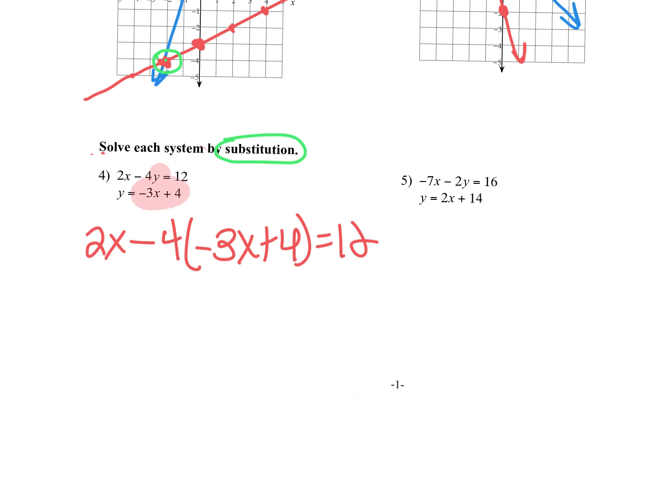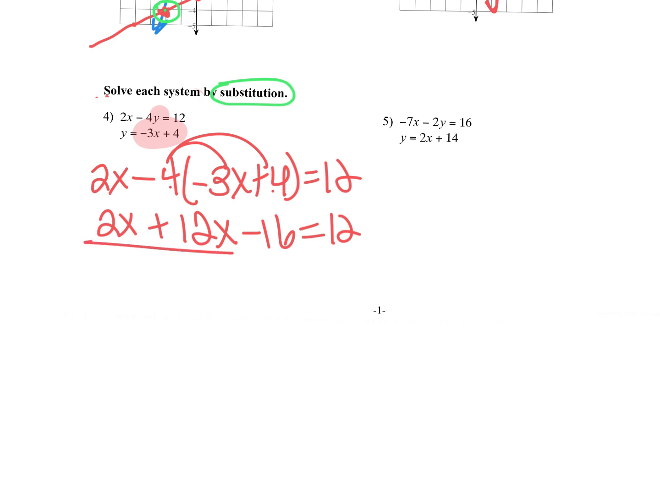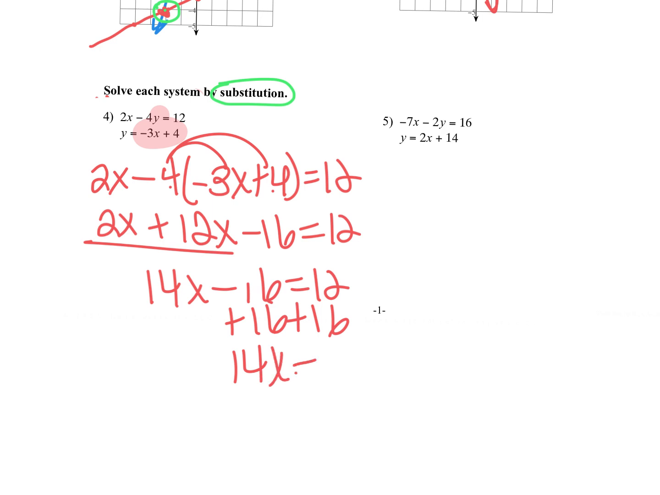Okay, so then we're just going to do a little bit of algebra. We're going to have to do some distributing. So I'm going to have 2x. Negative 4 times negative 3 is 12x. Negative 4 times positive 4 is negative 16 equals 12. Okay, so we've got some like terms here. I've got 14x minus 16 equals 12. If I add 16 to both sides, I get 14x equals 28, so x equals 2.